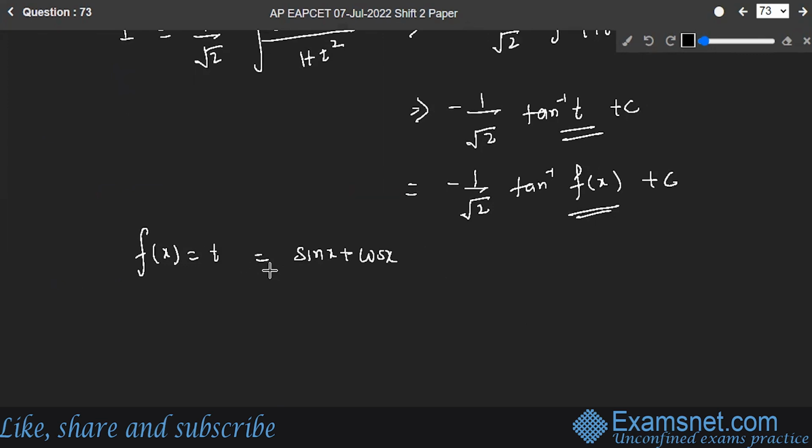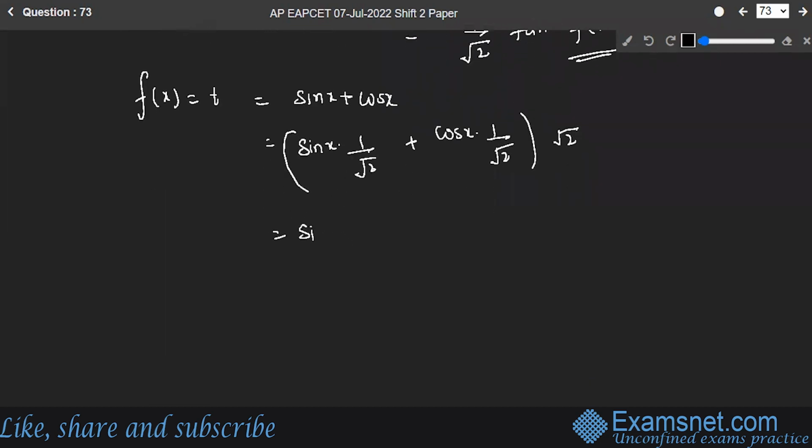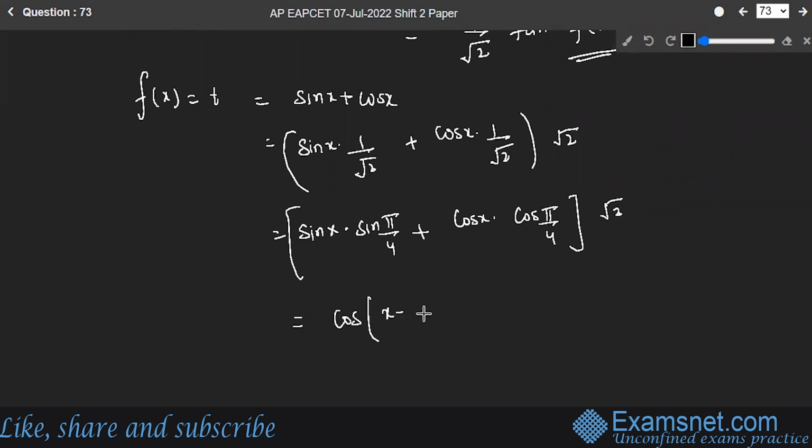Sine x plus cos x can be written as sine x into 1 by root 2 plus cos x into 1 by root 2, multiplied with root 2. 1 by root 2 is sine pi by 4, plus cos x cos pi by 4, whole multiplied by root 2. So this is the formula, sine A sine B plus cos A cos B. This is the formula of cos(A minus B). So cos(x minus pi by 4), this whole thing multiplied with root 2.